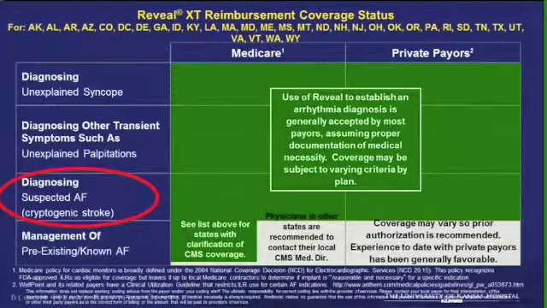And this is just a quick slide I threw up looking at the reimbursement coverage status for, in this case, Reveal. You can see that for diagnosing suspected AFib, which is cryptogenic stroke, across the board, Medicare and private payers will cover this without any issues.